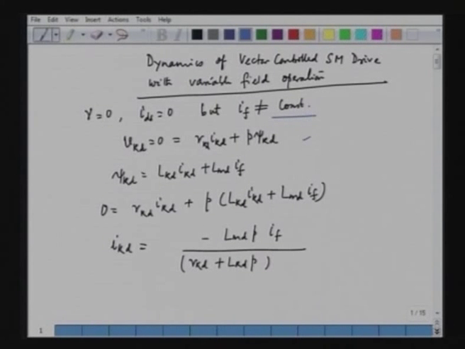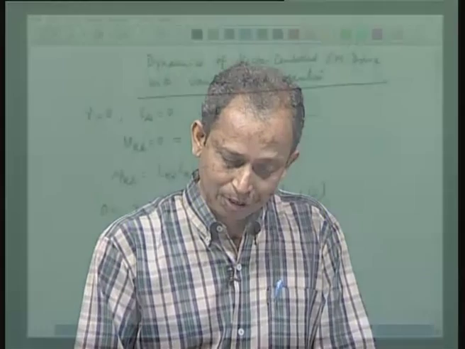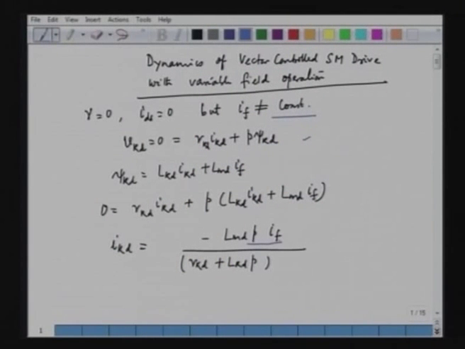And then when we substitute this in the previous voltage equation and simplify this for Ikd, we do get an Ikd, because If is not constant, and hence the derivative of the field current is non-zero. So, due to the change in If, we will get a change in Ikd, and Ikd will be negative of this.